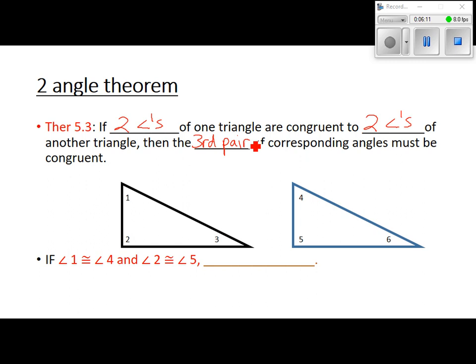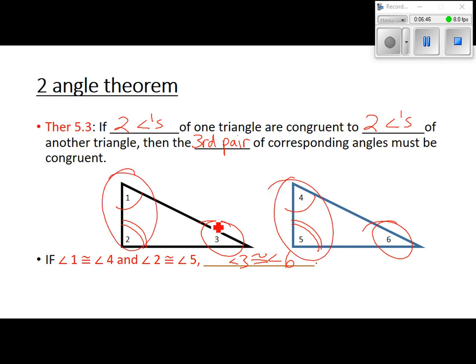All it's saying is if we know angle 1 is congruent to angle 4, so those two angles are congruent, and angle 2 is congruent to angle 5, so those two angles are congruent, mathematically the only way that this works out is for the third pair of angles to be congruent. So in the blank right here, angle 3 has to be congruent to angle 6. If you know these two angles are congruent to these two angles, then the third pair of angles have to be the same.